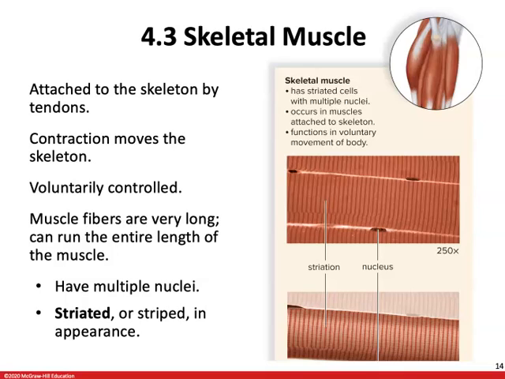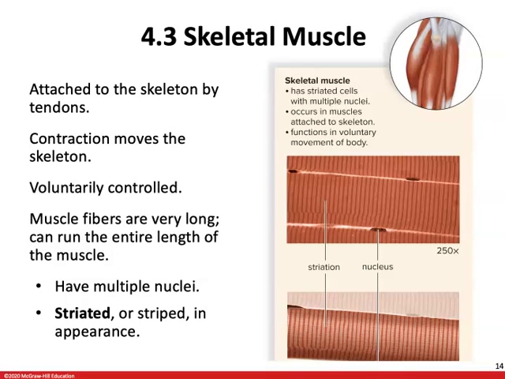So here you go. Here is our skeletal muscle. Our skeletal muscle is a little bit striated in its appearance, so it has sort of these stripes. It's attached to the skeleton by tendons, and contraction of the skeletal muscle is going to move the body. It is under voluntary control.